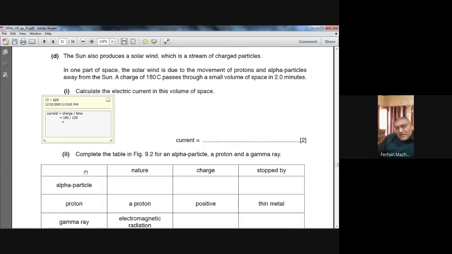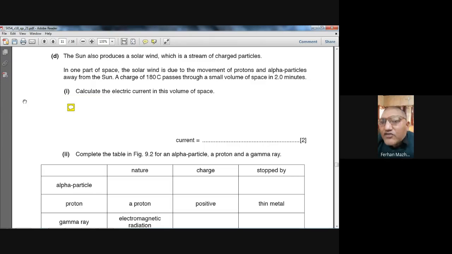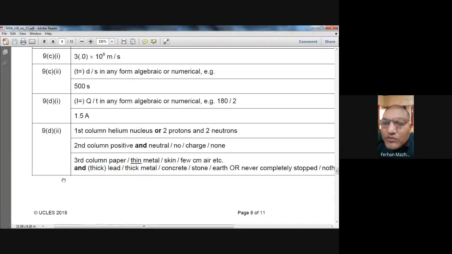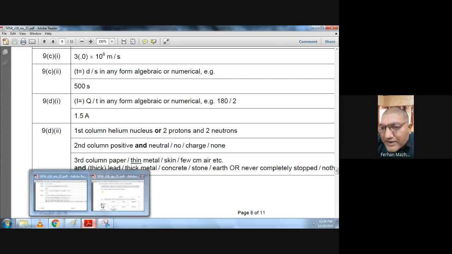So what is its answer? 1.5 ampere. So the answer is 1.5 ampere. Do you understand this numerical? Yes. Okay, so it's good. Let me check the marking scheme also if we are going good. So 1.5 ampere is the answer. So that's good.